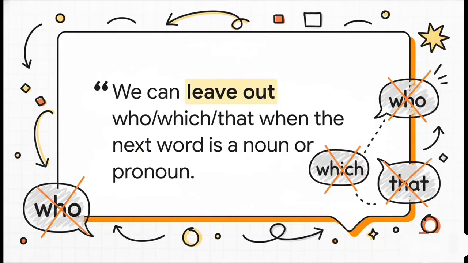And hey, here's a pro tip that'll make you sound even more like a native speaker. Sometimes you can actually just drop the relative pronoun completely. Here's the rule. If the word that comes right after who, which, or that is a person or a thing, a noun or pronoun, you can just leave it out. So instead of she was an actress that my parents loved, you can just say she was an actress my parents loved. It's shorter, quicker, and it sounds really natural.